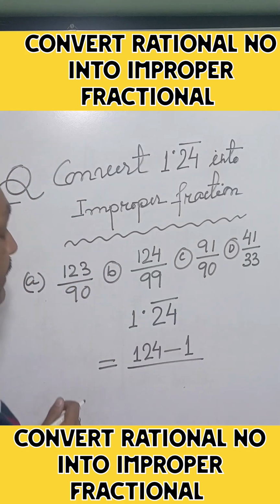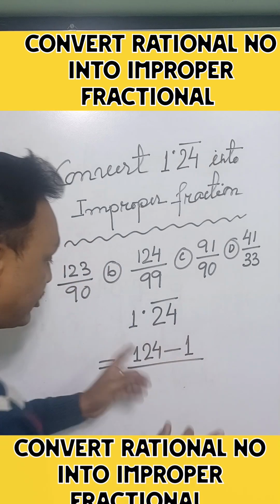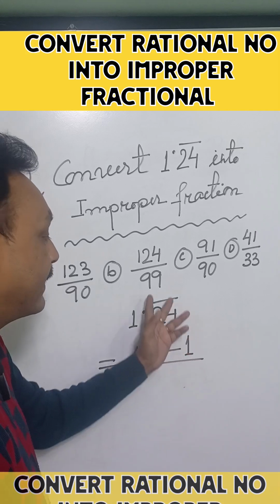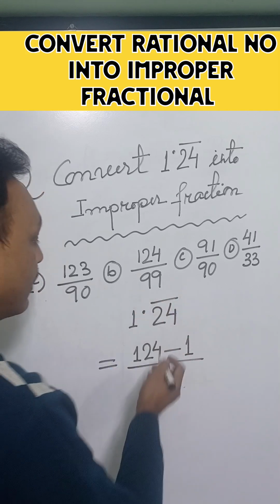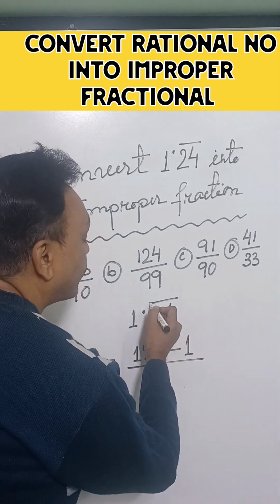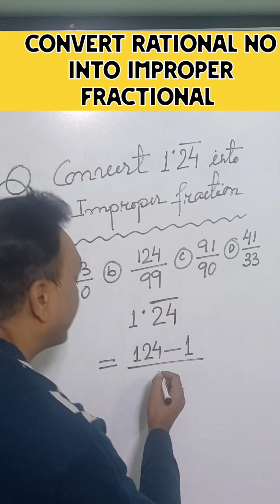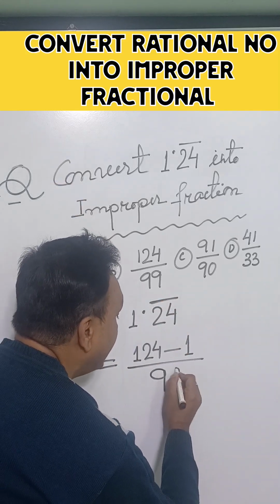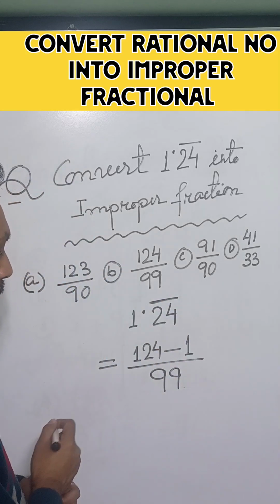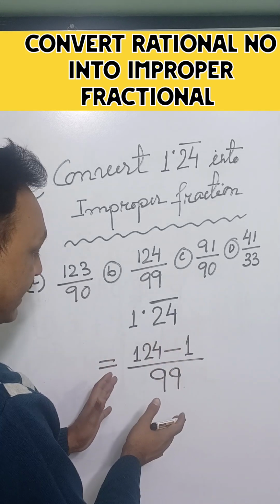Then you have to divide it by, now check how many digits there are with a bar on top. There are 2 digits with a bar on top, so you have to divide it by 99. Okay, this is the technique.